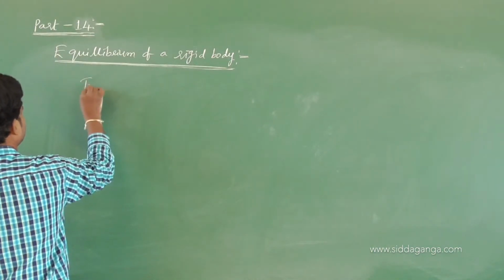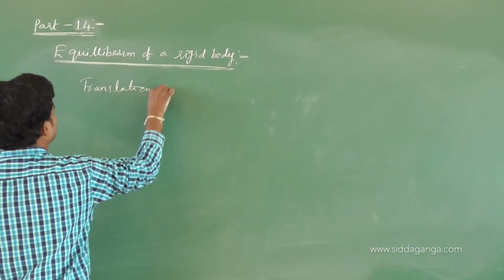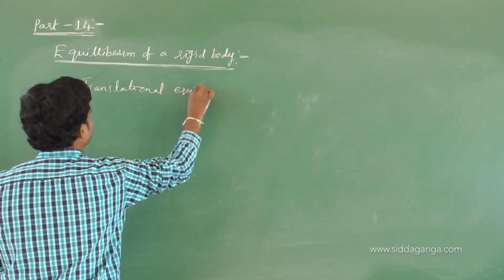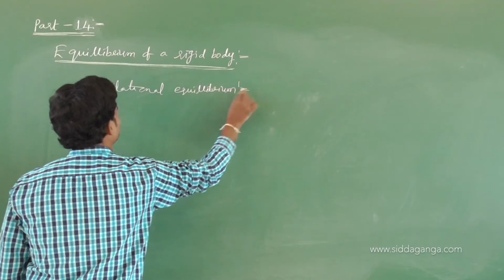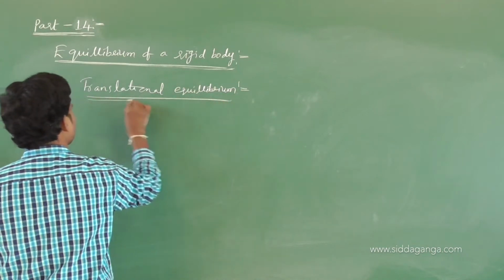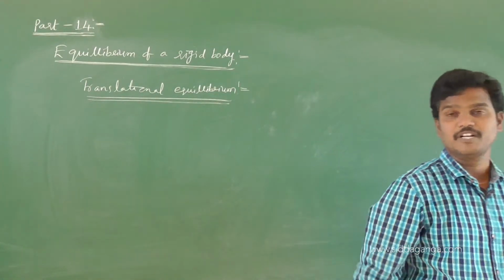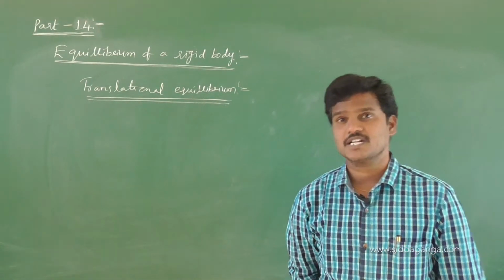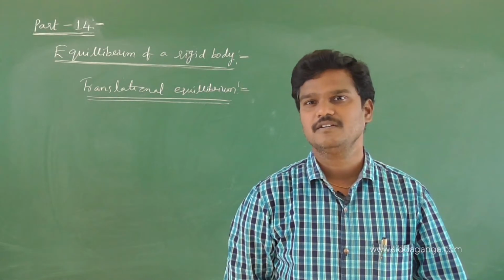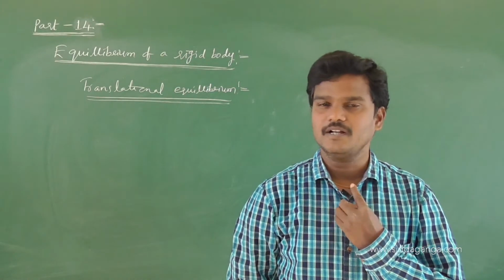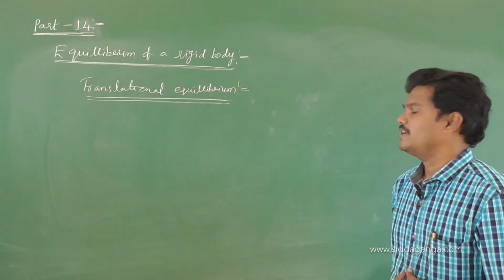Okay, see the first one is translational equilibrium. Generally a rigid body is said to be in mechanical equilibrium if it has a translational equilibrium and a rotational equilibrium. Then it is said to be in a mechanical equilibrium. Okay. Now let us see what is translational equilibrium.